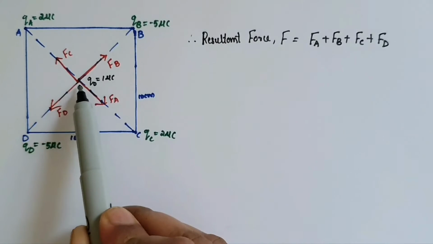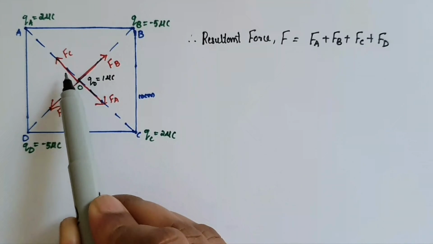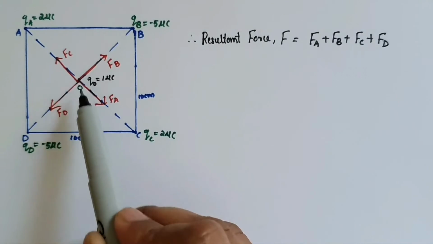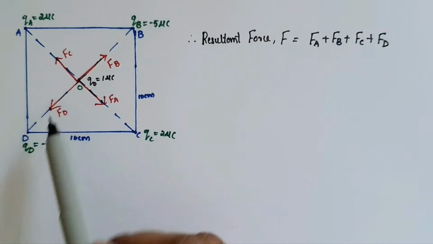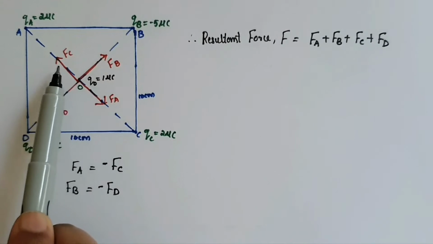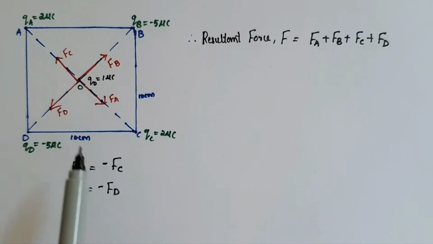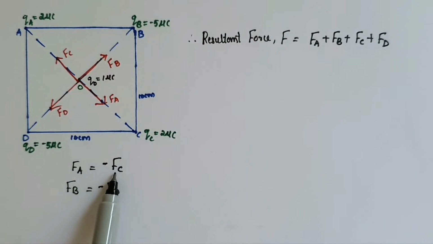Therefore, the net force on Q0 is the vector sum of these four forces, that is F is equal to FA plus FB plus FC plus FD. Since FA is equal to FC, both are equal in magnitude but acting opposite direction, therefore FA is equal to minus of FC. This negative sign indicates that FA and FC are in opposite direction. Similarly, FB and FD are equal in magnitude but acting opposite direction. So FB is equal to minus of FD.